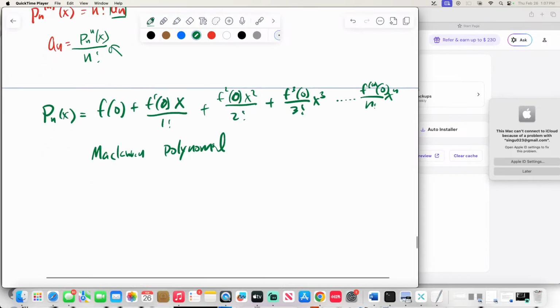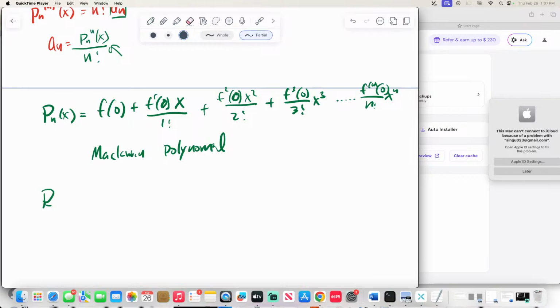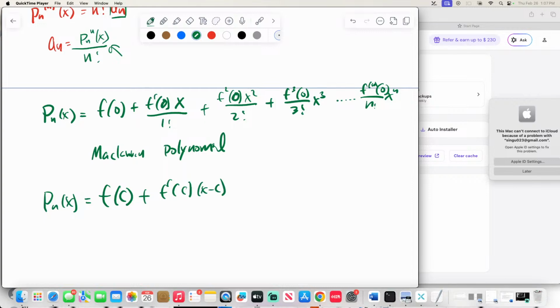Taylor is gonna be this. Okay, so the Taylor polynomial P n of x is equal to f of c plus f prime of c times x minus c. There was a c there, there's a shift, plus f double prime of c over 2 factorial times x minus c to the second, plus f n of c over n factorial times x minus c to the n.